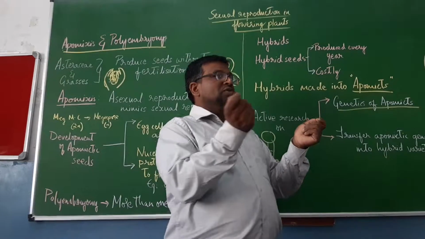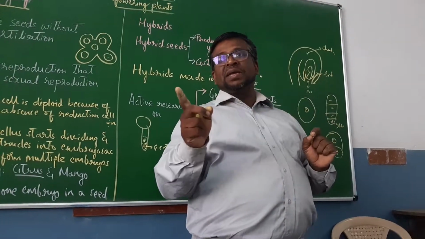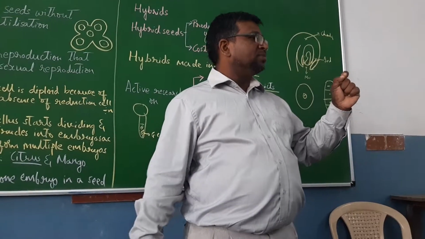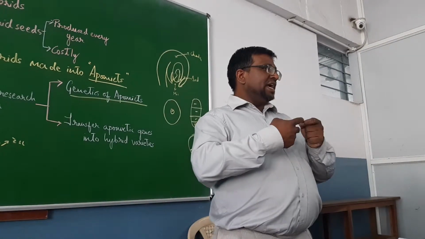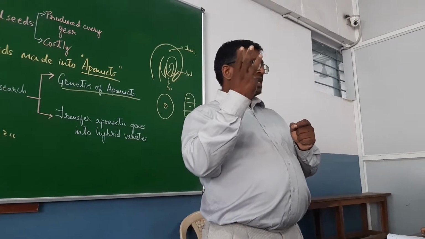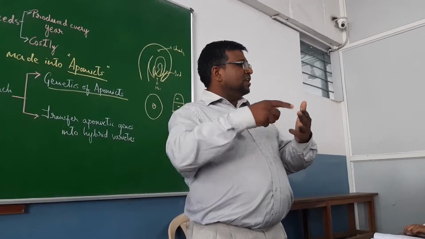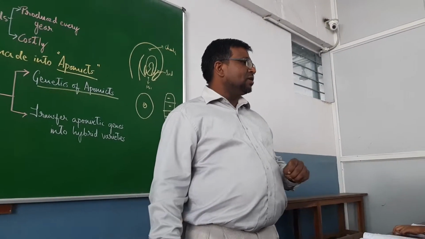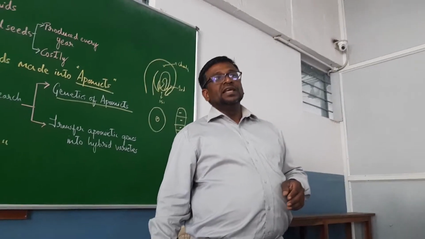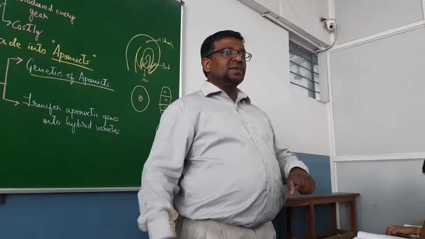The process of fusion of a male gamete with a female gamete, we call syngamy. The process of fusion of a sperm cell with the secondary nucleus: there, two polar nuclei fuse and one sperm cell fuses. What do we call it? Triple fusion. Double fertilization equals syngamy plus triple fusion.